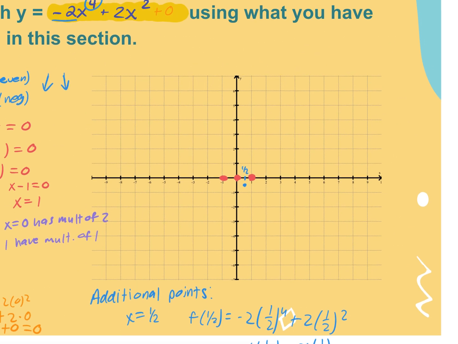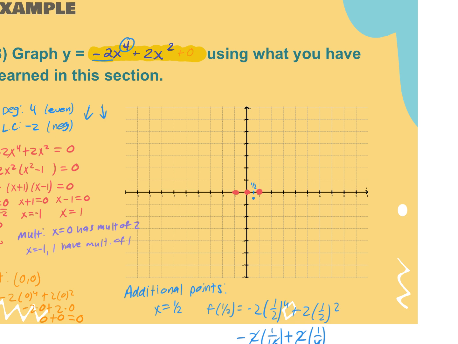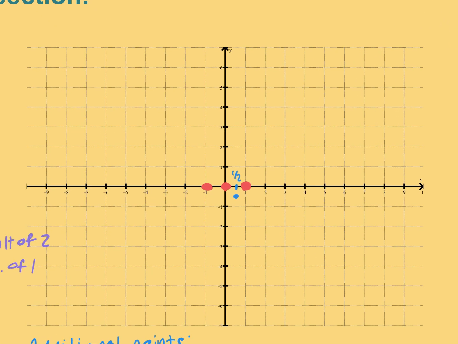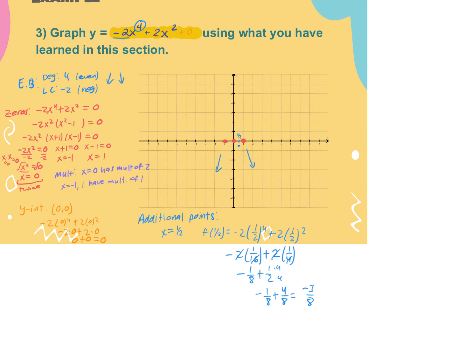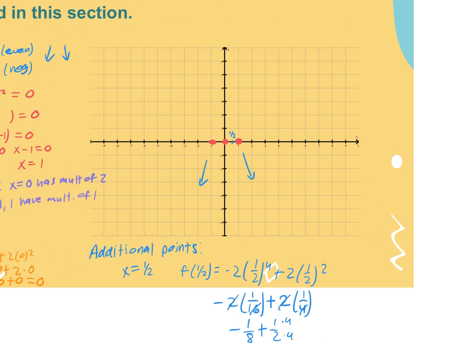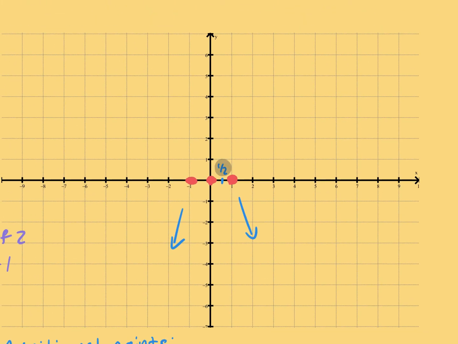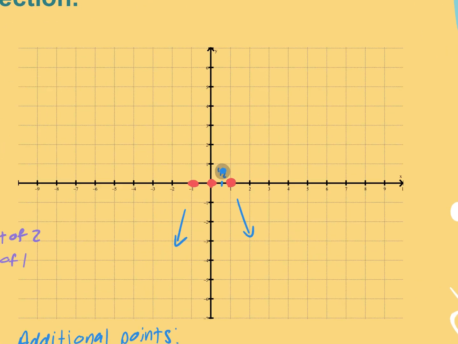That should be enough points to graph. We know that it's going to go forever down in both directions, so down and down. Oh, I made a mistake. It's positive 3/8. Oh, my bad. All right, positive 3/8 is going to go up here, up. So it's going to go up there. Whoa, I'm doing something completely wrong. I keep making mistakes. Okay, it's going to look something like that.